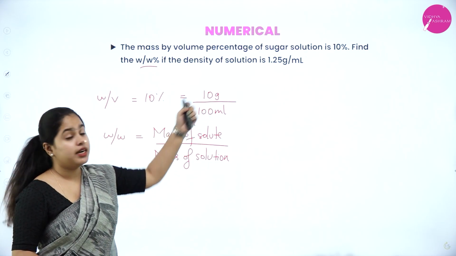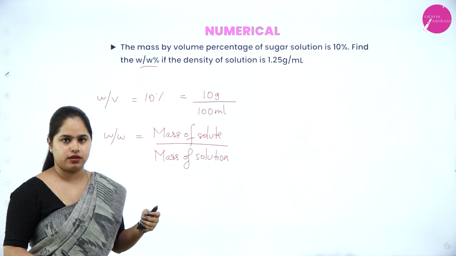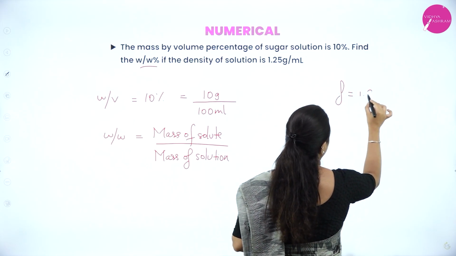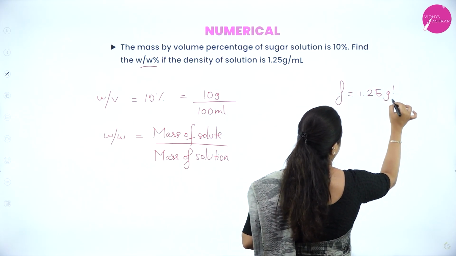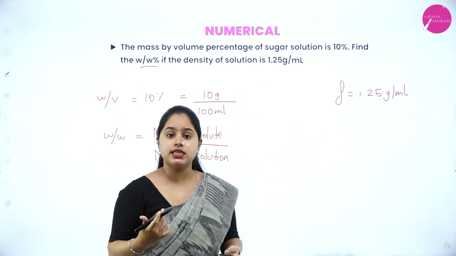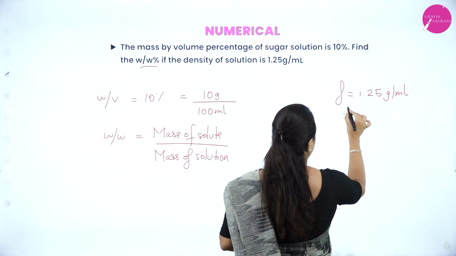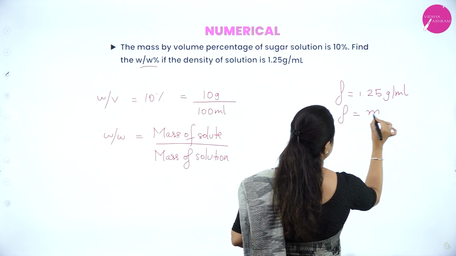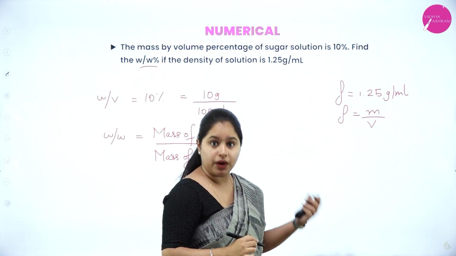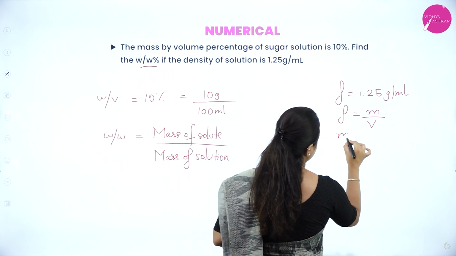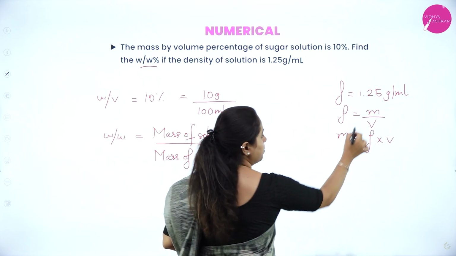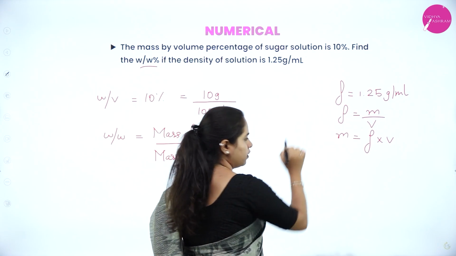But what is given? Density of the solution is given, right? So, density is given as 1.25 gram per ml. So, we know that density is equal to mass by volume, right? Density equals mass by volume. What do we have to calculate? The mass of the solution, right? So mass will be equal to density into volume, right? Mass will be equal to density into volume.